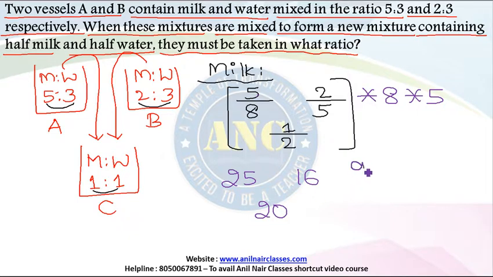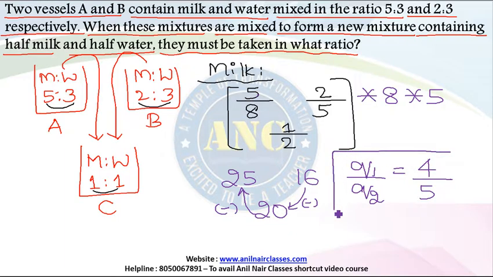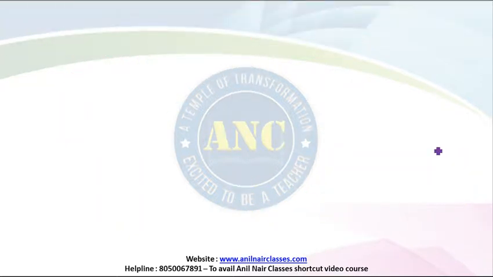Now they are asking you in what ratio they need to be mixed. Q1 by Q2 ratio is P2 minus P. 16 minus 20 is minus 4, divided by P minus P1, 20 minus 25, which is minus 5. Remove this minus in both numerator and denominator, or in other words, minus divided by minus is positive. Answer for this question is 4 by 5.